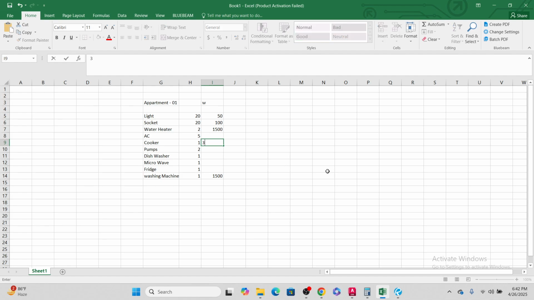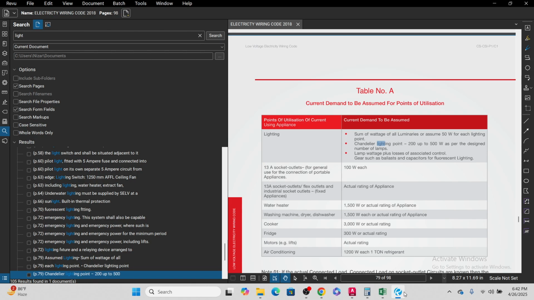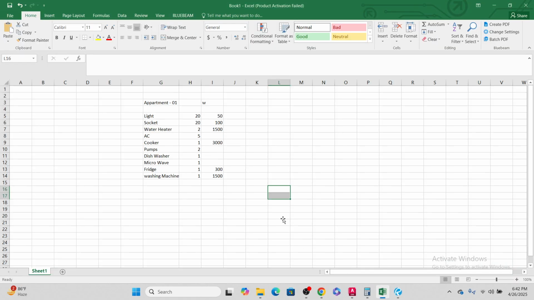Cooker here, 3000. Then the fridge is 300. Motors: actual rating, air conditioner 1.2 each ton. I will consider each AC as 2 tons, so 2 tons means 2400 each. Because for a 10 by 10 by 10 room, you need minimum 1.5 ton to get good cooling. The pump, a normal pump, we will consider 200 watts.